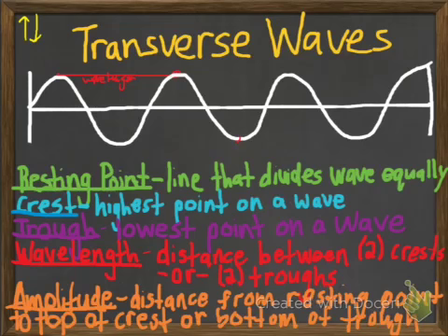So from here, right, one trough to the next trough. Right? They have to be consecutive troughs. So we can also find the wavelength down here.